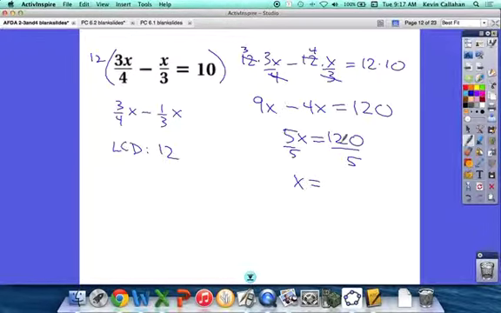How many times does 5 go into 12? 2. And then 2's left over. How many times does 5 go into 20? 4, 24. I mean, if you have to, you could set it up like a 120 divided by 5, like that.